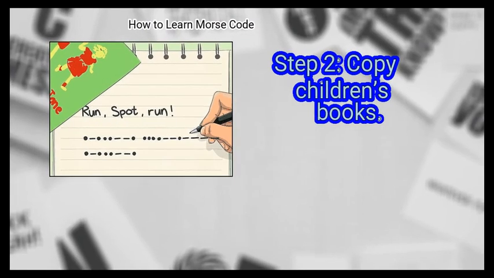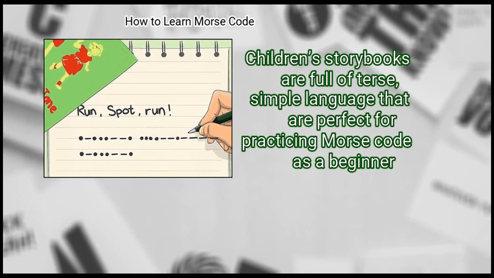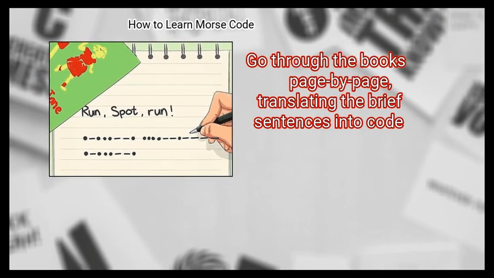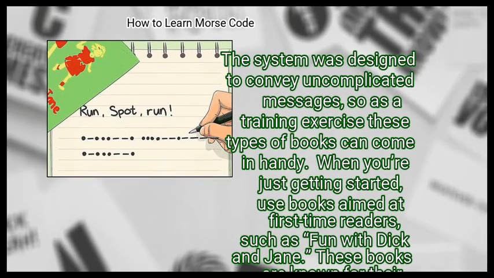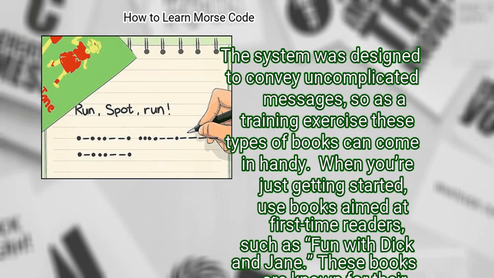Step 2. Copy children's books. Children's storybooks are full of terse, simple language that is perfect for practicing Morse code as a beginner. Go through the books page by page, translating the brief sentences into code. The system was designed to convey uncomplicated messages, so as a training exercise these types of books can come in handy. When you're just getting started, use books aimed at first-time readers, such as Fun with Dick and Jane.